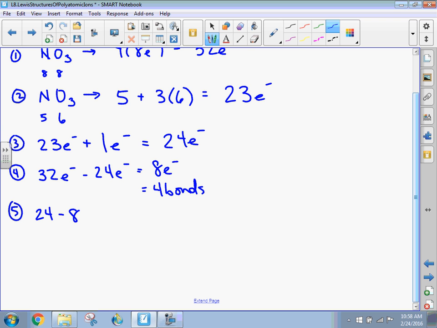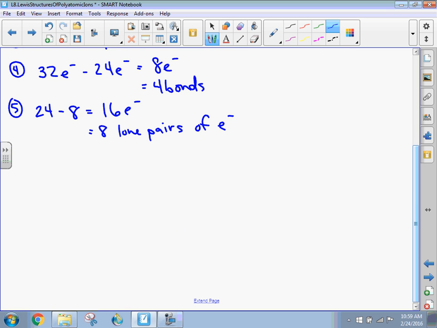24 minus 8 is, I don't know, 16. 24 minus 10 is 14. So 24 minus 8 is 16 electrons. So there are 8 lone pairs. Okay, so one of the diagrams should actually look like this. And I did a combined version of both of them, which wasn't right. Bad job, me.